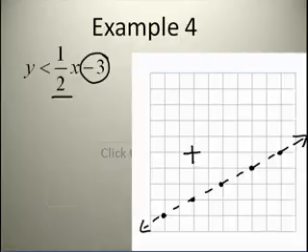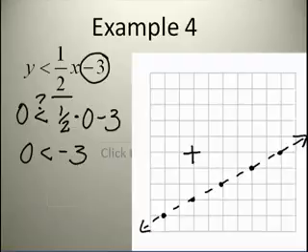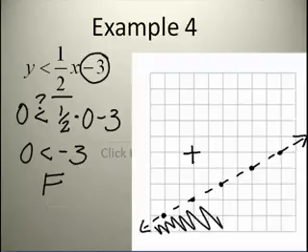Okay, there's my line. Now I want to shade everything that's less than this line, so I'm going to pick the point 0, 0. I'm going to substitute it in and see if I get a true statement or a false statement. So I'm going to get 0 is less than -3. 0 is less than -3 is a false statement. So 0, 0 is not shaded, so my shading would be here.